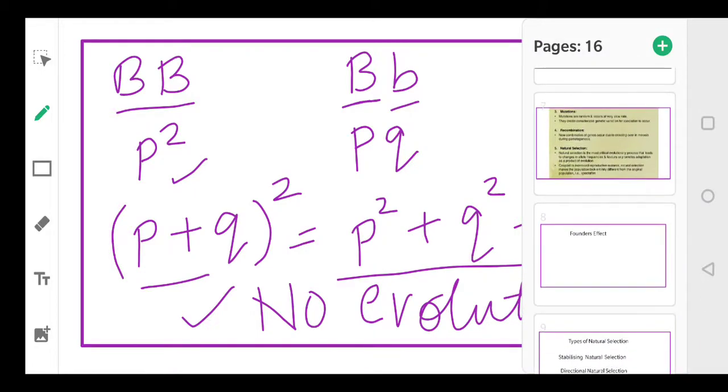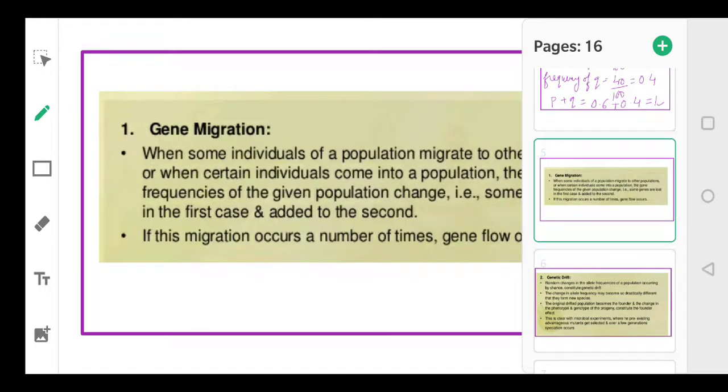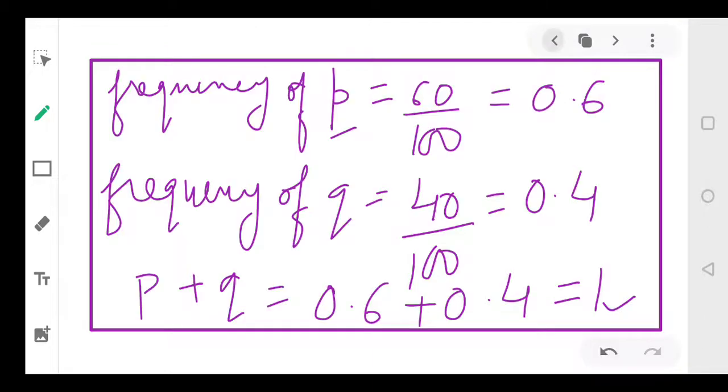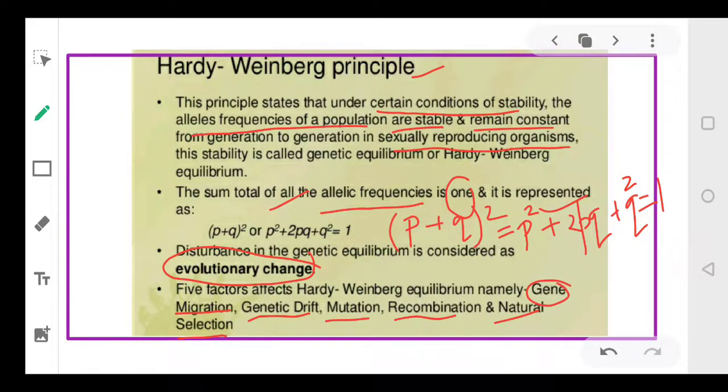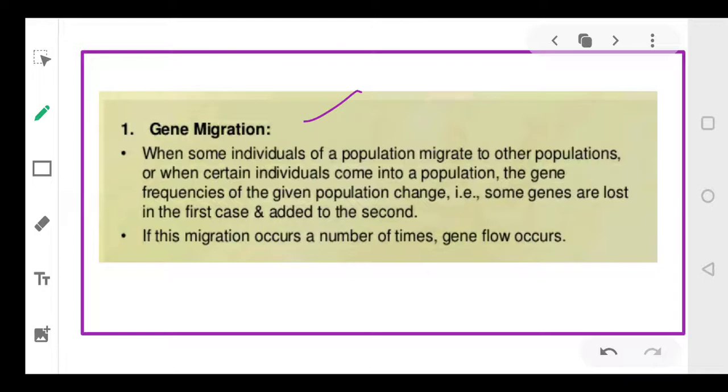And what are those 5 forces? Yes, everyone, what are those 5 forces? Gene migration. There should be no gene migration. Okay, 5 forces we have talked about so far. Those 5 forces are gene migration, genetic drift, mutation, recombination, natural selection. These all should be absent. Then only the Hardy-Weinberg principle will work.